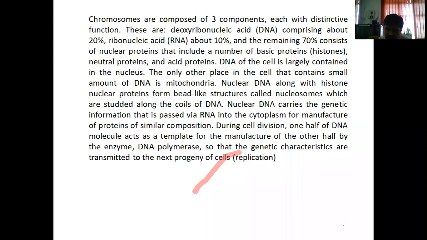Nuclear DNA along with histone nuclear protein form bead-like structures called nucleosomes, which are studded along the coils of DNA. Remember it there as such here.